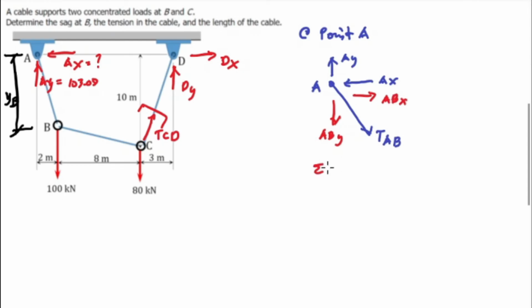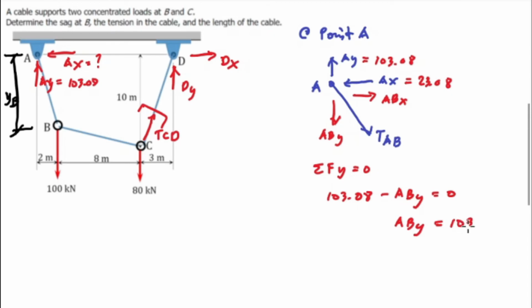And summation of forces along y is equal to 0. So we have A sub y, which is equivalent to 103.08, A sub x, and the value for A sub x is equal to 23.08. So summation of forces along y, we have 103.08 positive value, and downward direction we have negative AB sub y, equal to 0, and the value for AB sub y is equal to 103.08 kilonewton.